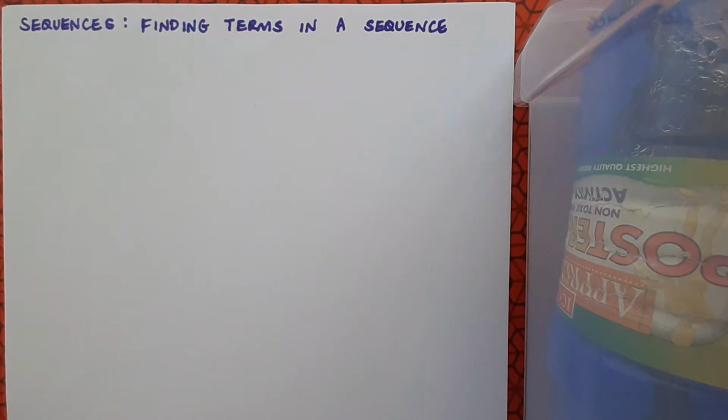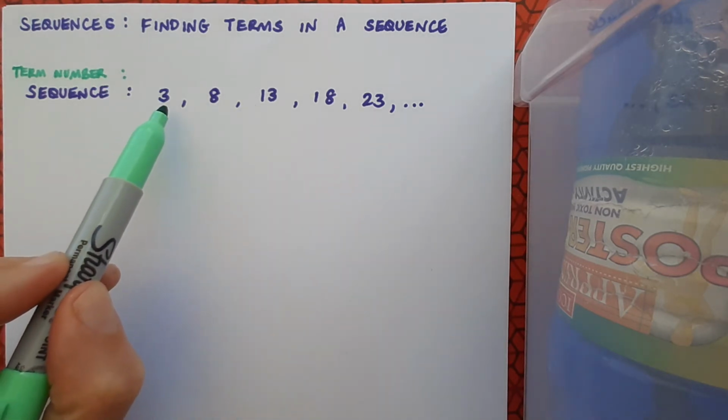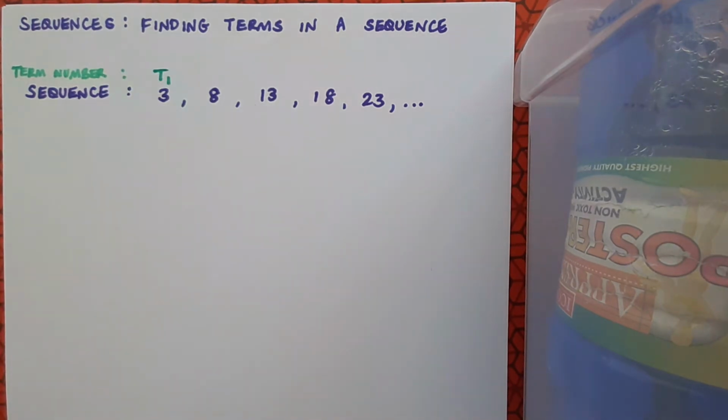This is a video on sequences and finding terms in a sequence. First, I want to have a look at how we name terms in a sequence. We can name terms in a sequence using term number. So this is the first term in my sequence, so I can call it T1.